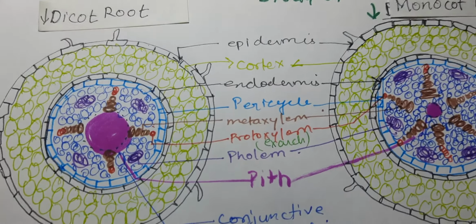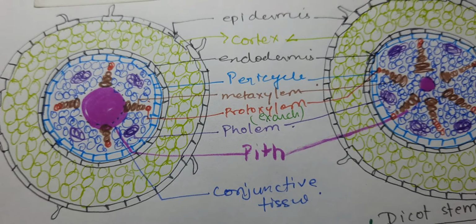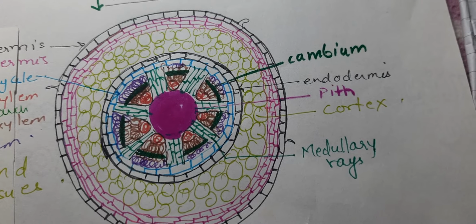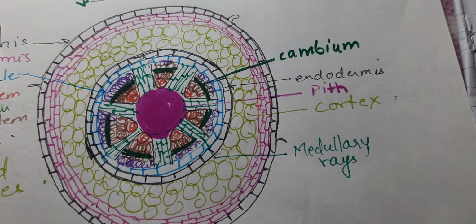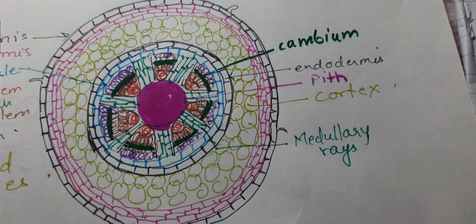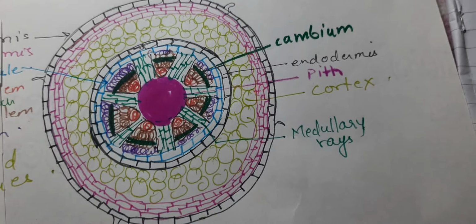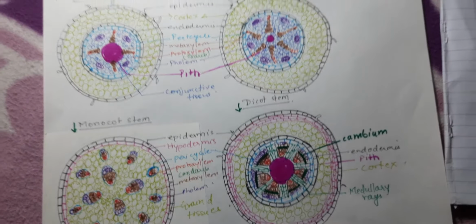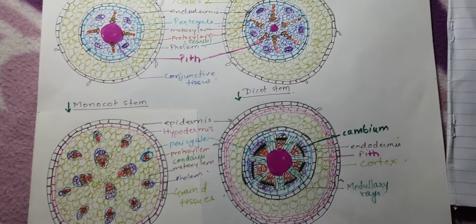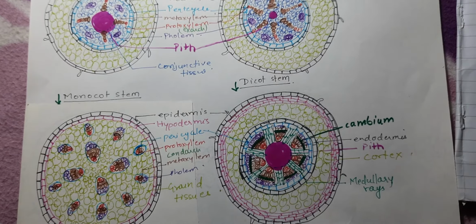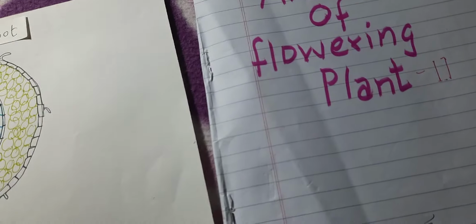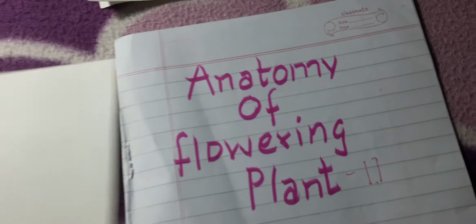But if you compare it with the root, the condition is exarch, the protoxylem is out and the metaxylem is toward the center. So here you will see medullary rays which are there between the vascular bundles, and they have a great role to play in the secondary thickening. So this is how you can compare all four. In dicot stem and dicot root, secondary thickening occurs. So next we will discuss how the secondary thickening occurs.